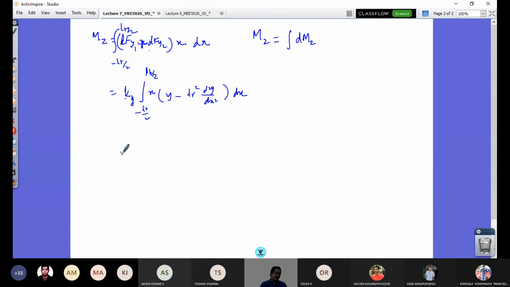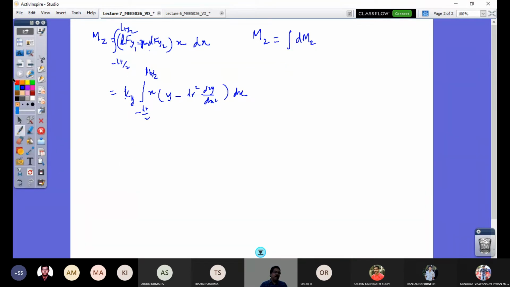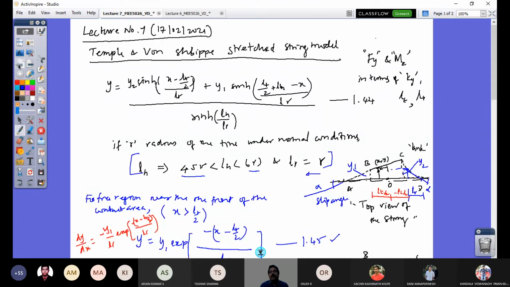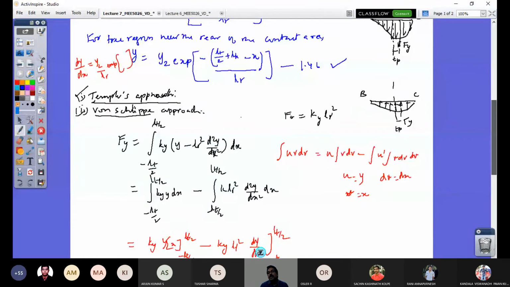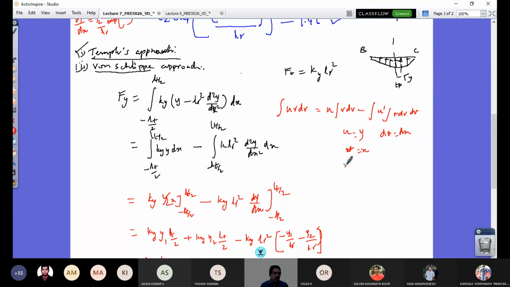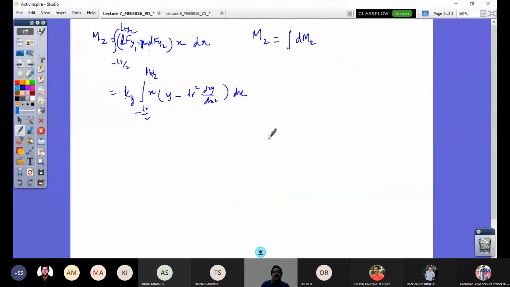So how do you go further? The same as what we have considered, integration by parts. Look at what I have written in the previous slide. You are going to use the same. So right here, you are going to consider in this case your u will be x and v will be d squared y by dx squared, and you proceed with this.